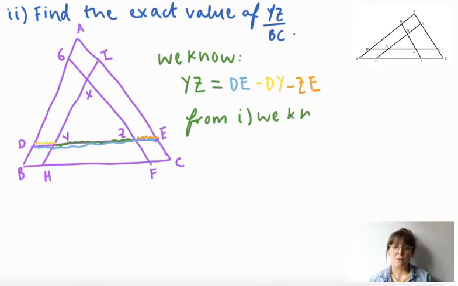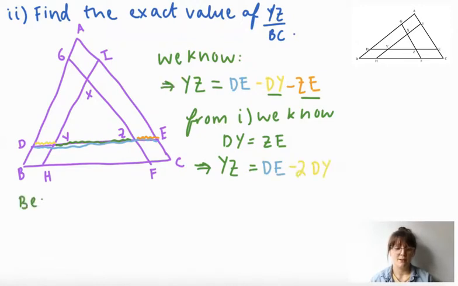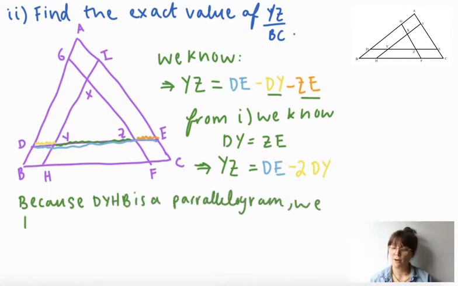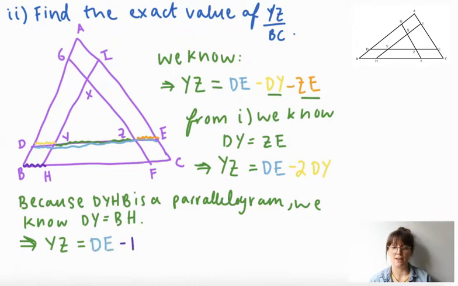So from part 1, we know that length DY is equal to ZE, since that's what we were after proving. So we can go ahead and substitute our DYs in for the ZE. So we now have YZ is equal to DE minus 2DY. Now since DYHB is a parallelogram, and we know that DY is equal to BH, we can say that YZ is equal to DE minus 2BH rather than DY.